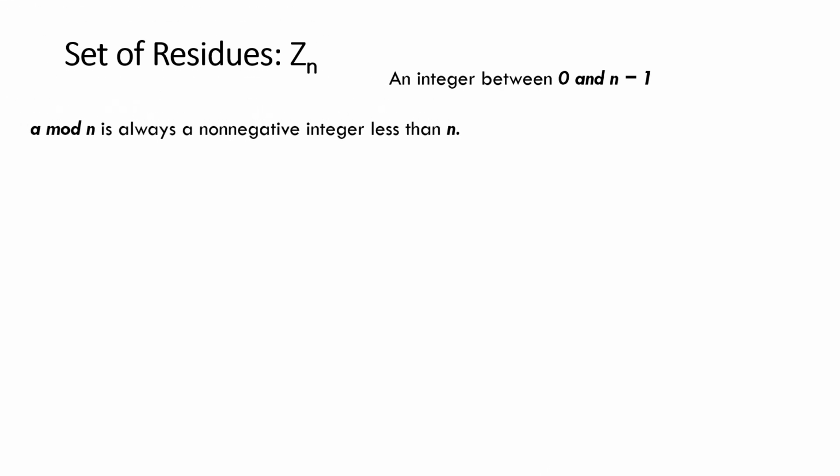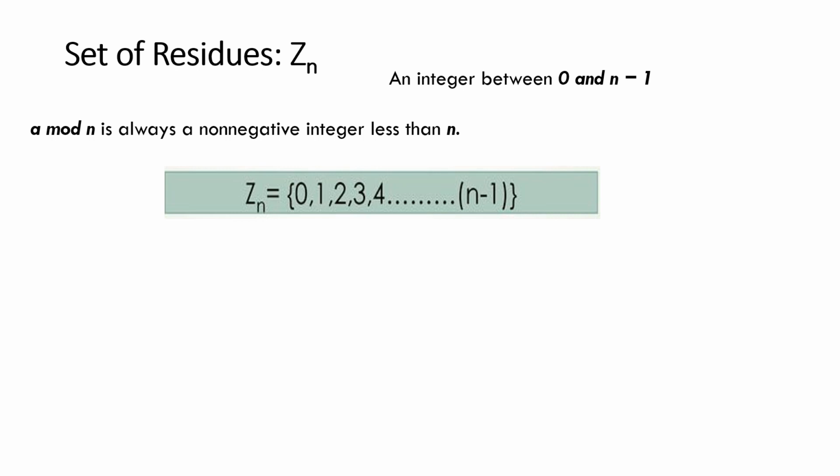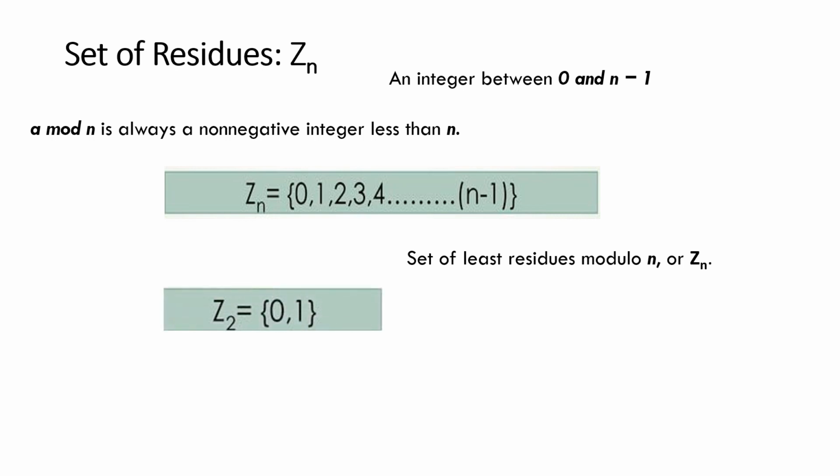The result of the modulo operation with modulus n is always an integer between 0 and n-1. In other words, the result of a mod n is always a non-negative integer less than n. We can say that the modulo operation creates a set, which in modular arithmetic is referred to as the set of least residues modulo n, or Zn. However, we need to remember that although we have only one set of integers, Z, we have infinite instances of the set of residues, Zn, one for each value of n.